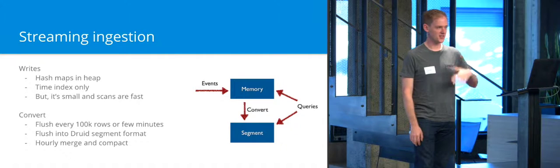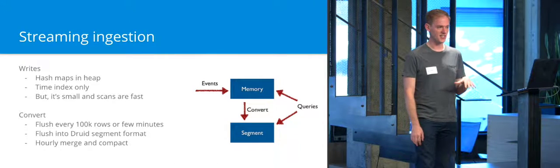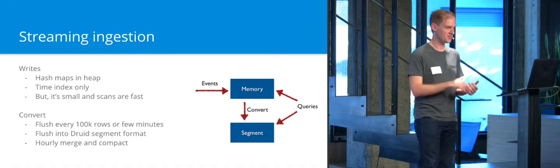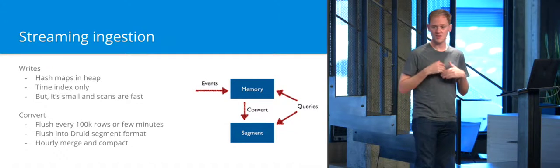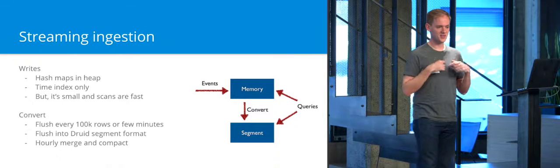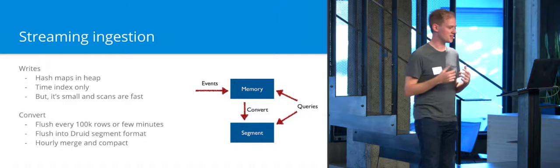What happens every 100,000 rows or a few minutes is they're flushed to disk in the Druid segment format, so that at that point they get the column orientation, they get dictionary encoding, they get compression, they get indexes. And then hourly, we merge and compact those and push them to historical nodes. Historical nodes just get those, and then they serve queries on them.